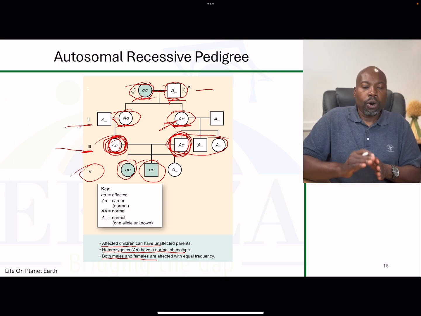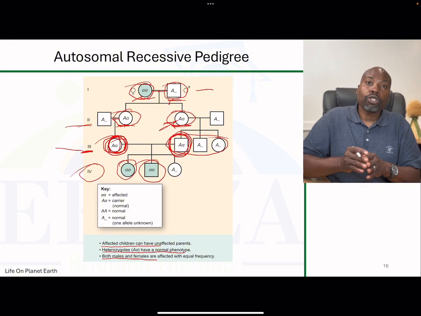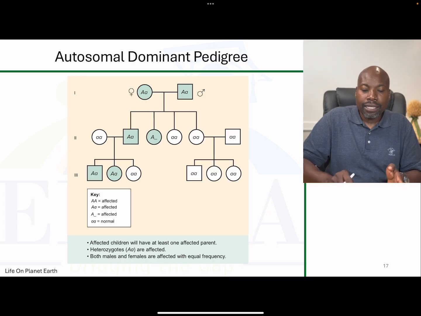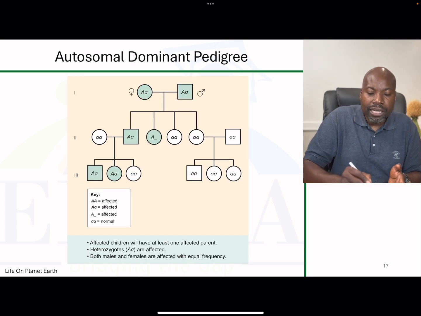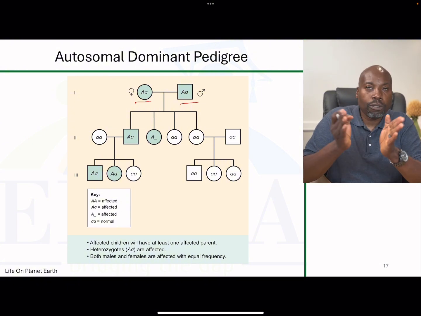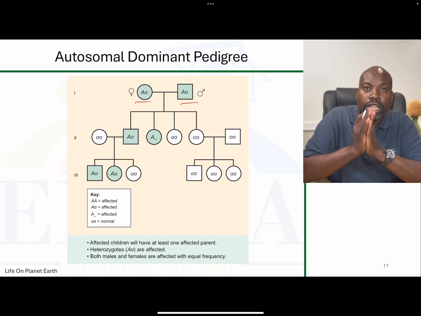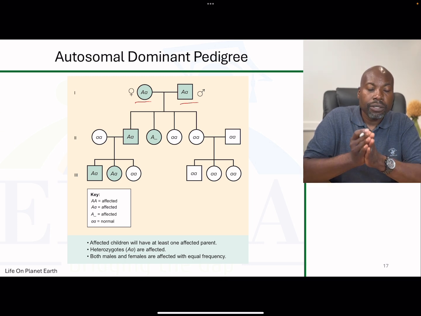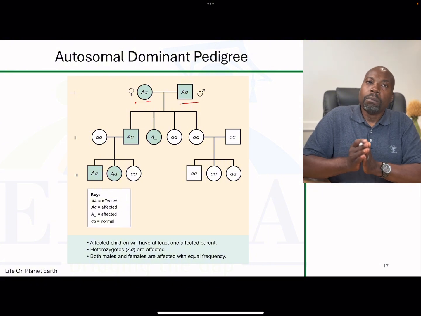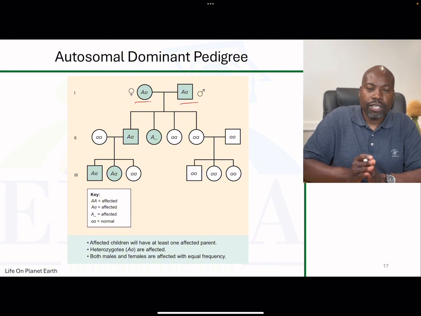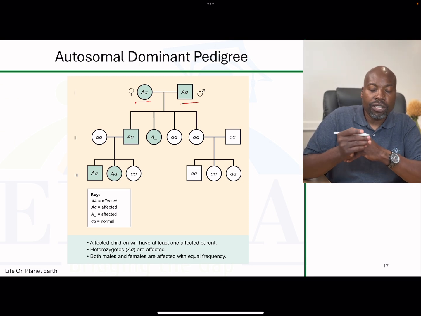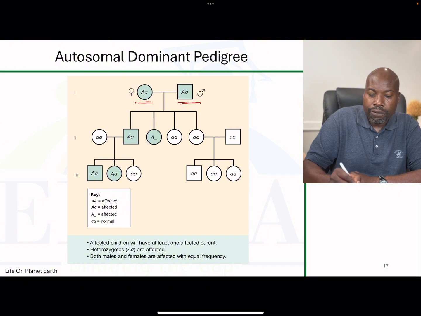Just like we have autosomal recessive pedigrees, we can also have autosomal dominant pedigrees where the dominant allele is being expressed. When the dominant allele is present, it's going to be expressed. In general, as a rule of thumb, dominant pedigrees most of the time do not skip a generation, right? From one generation to another, we are going to see individuals that are affected. This is what we see here, right?